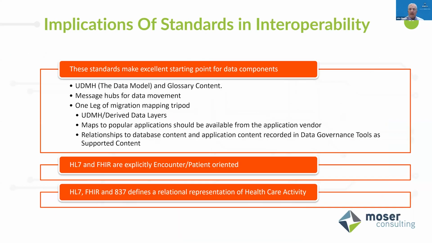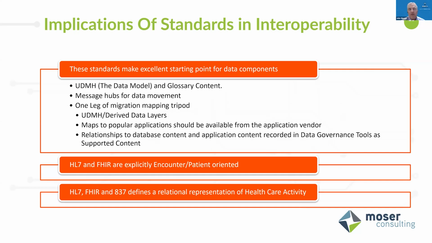What are the implications of having these standards? Well, we made a good data model out of it, and IBM sold it for 15 years, right? It is an excellent standard structure for things like MQ message hubs, as you might imagine. And it's one leg of the migration mapping tripod. You asked earlier how some of this stuff enables mapping.